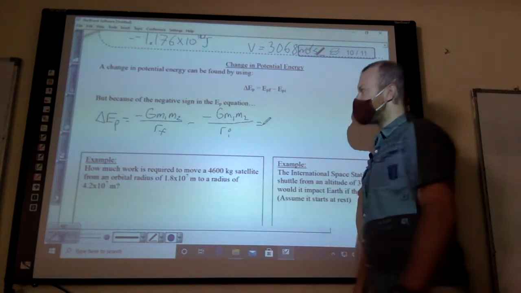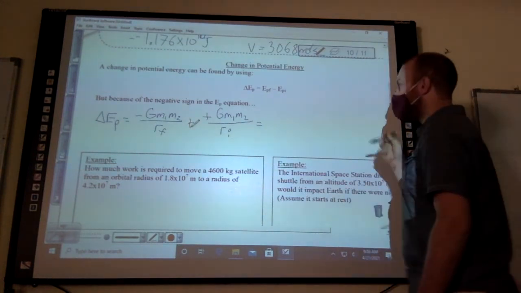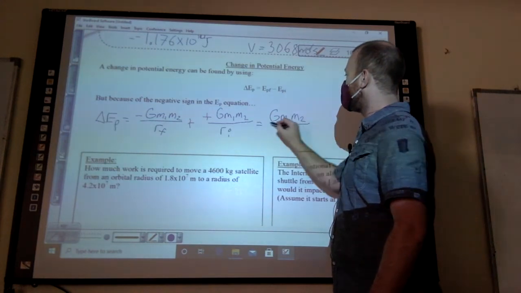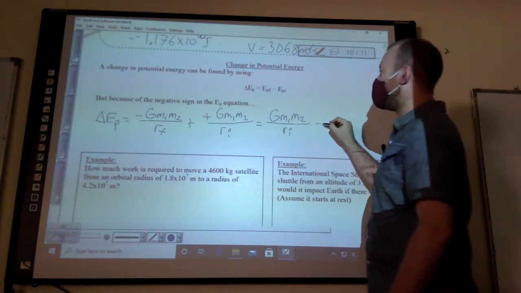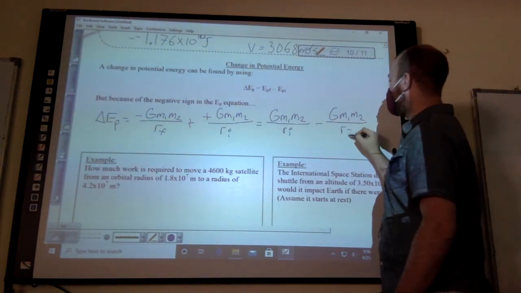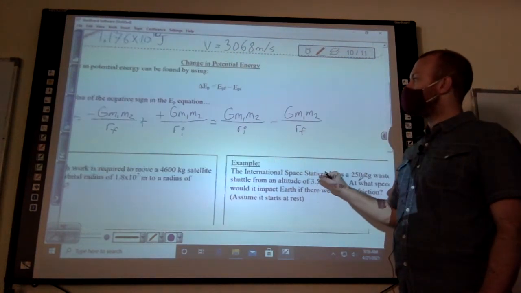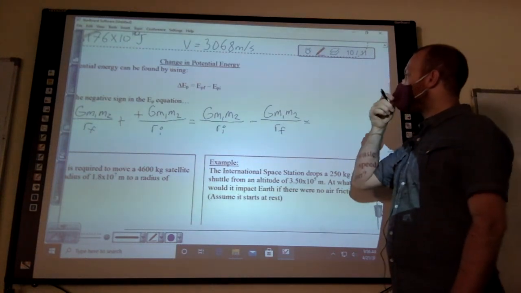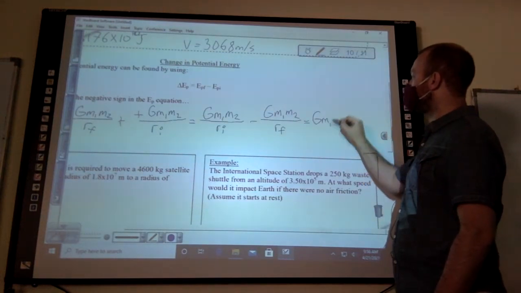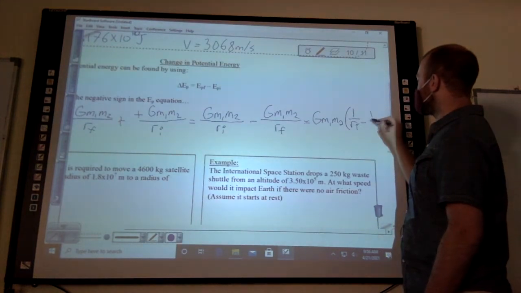So we can rearrange this equation because these are both positive. They cancel out. We can rearrange this as G m1 m2 over r initial minus G m1 m2 over r final. And even this is a really long equation to put into your calculator, so why not make this even easier for ourselves? Both of these have G m1 m2, so let's just factor it out. Then you don't have to write it twice, and you just go 1 over ri minus 1 over rf.